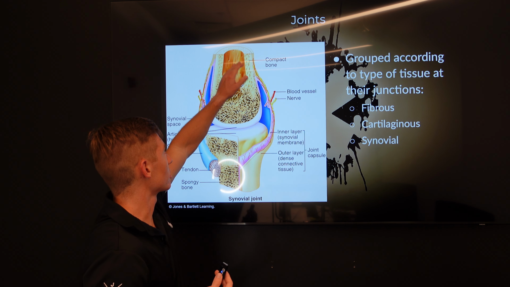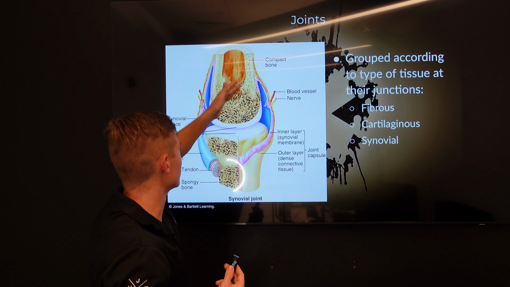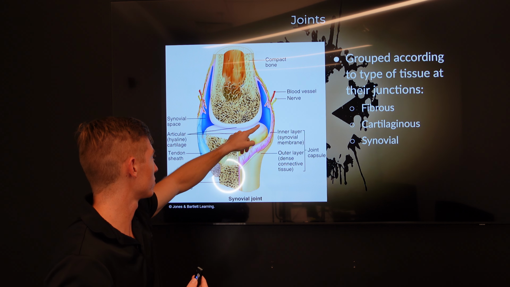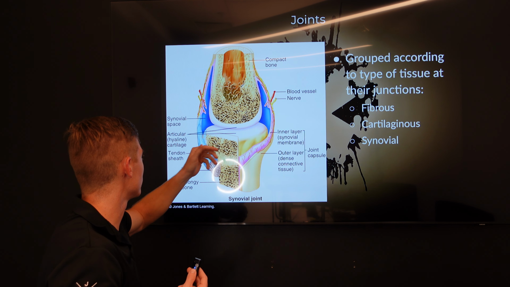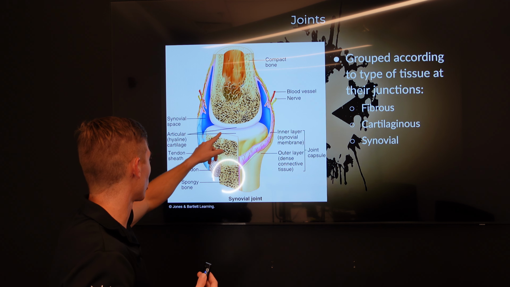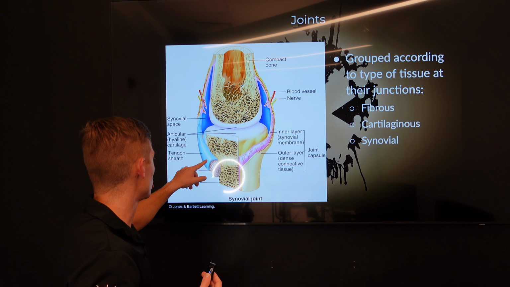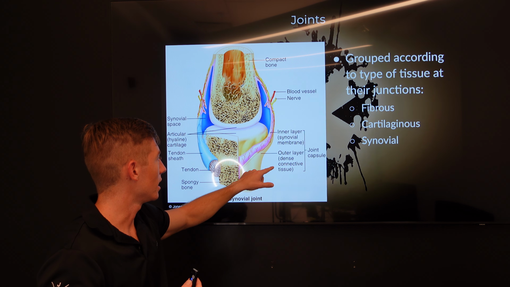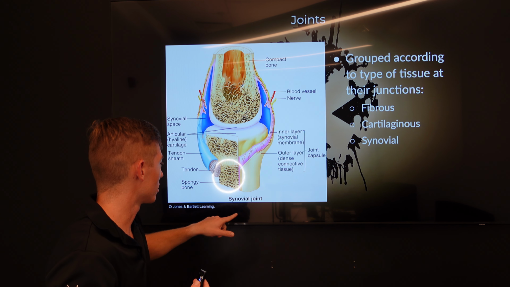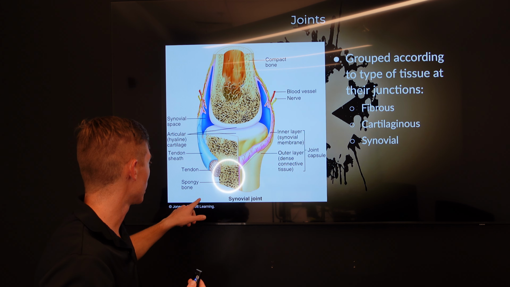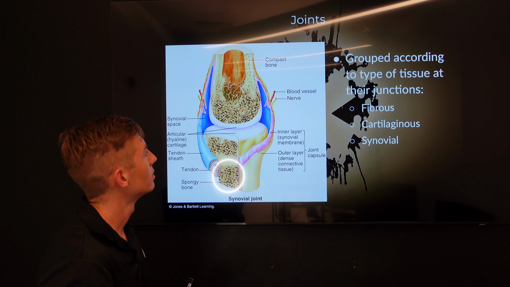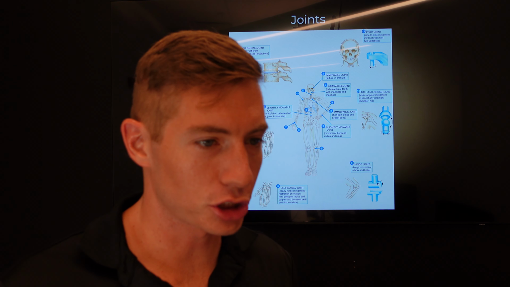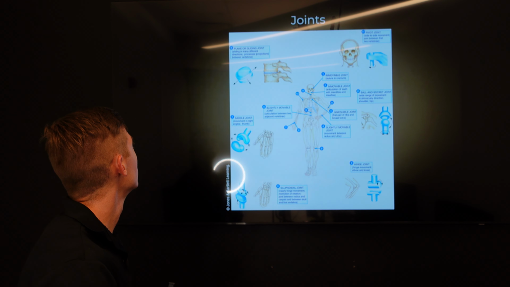So here, this is the compact bone. This is where the bone marrow would lie. Blood vessels and nerves. Synovial space is for lubrication between the two. Articular hyaline cartilage. Tendon sheath right here. Inner layer synovial membrane, and outer layer dense connective tissue joint capsule. Yeah, spongy bone, tendon. There you go. This figure shows the joints of the body. All right.